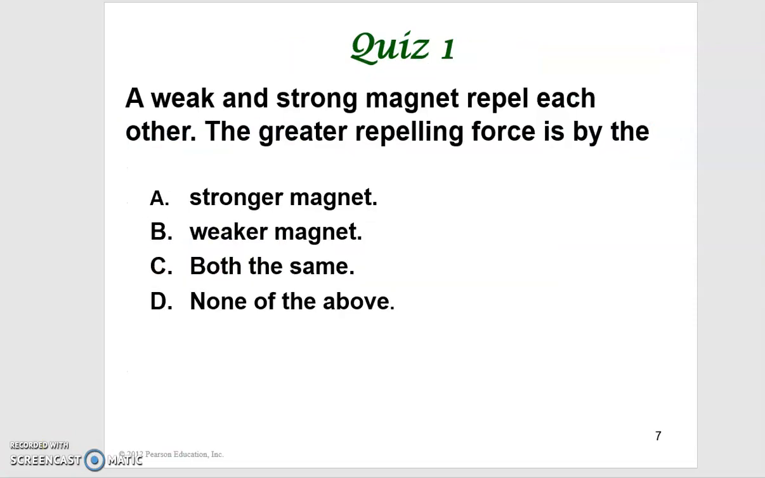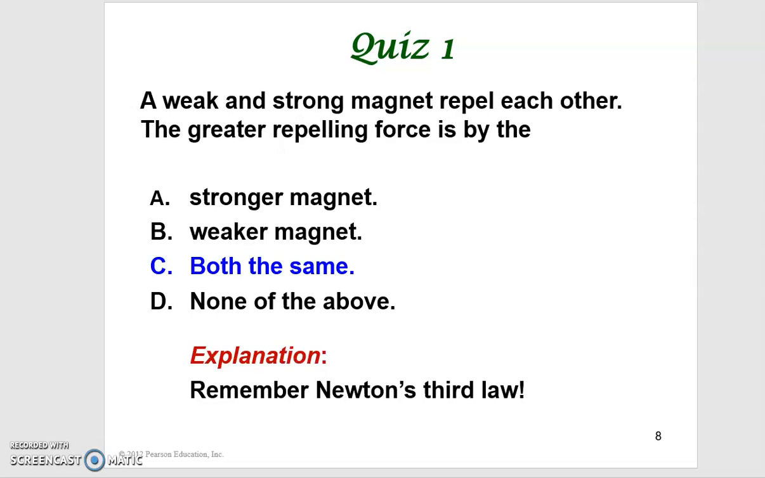But now let's have the first conceptual quiz. A weak magnet and a strong magnet repel each other. Which one will have a greater force acting on it? The answer is both the same. When we say weak and strong magnets, we mean the magnetic field produced by them. But when they interact with each other, the forces experienced by the strong and weak magnets are the same. It is simply due to Newton's law. So don't be confused by weak and strong.